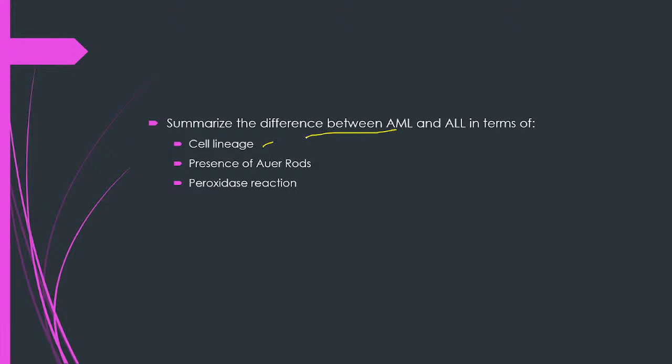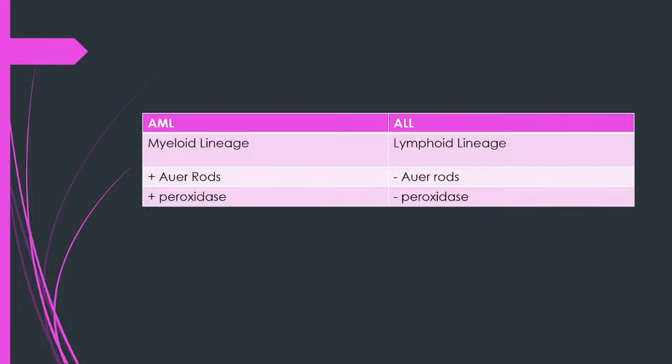Lineage, of course, AML is myeloid, from the name itself, and ALL is from the lymphoid lineage, so lymphocytes. Presence of Auer rods: Auer rods are actually precipitates of granules. Therefore, which of the two has more granules? The AML ones. So it's positive for AML, negative for ALL. The peroxidase reaction comes from Auer rods, so it will be positive here and negative here. Let's double check our work. Positive, positive, negative, negative. Correct? Easy peasy, right?